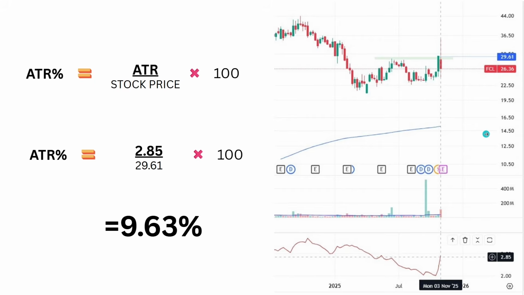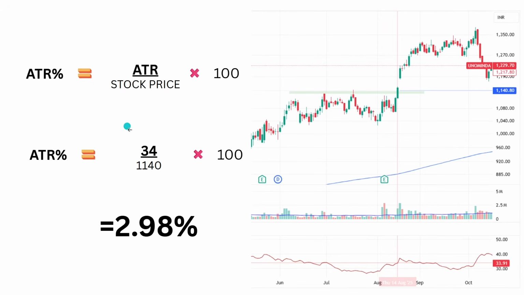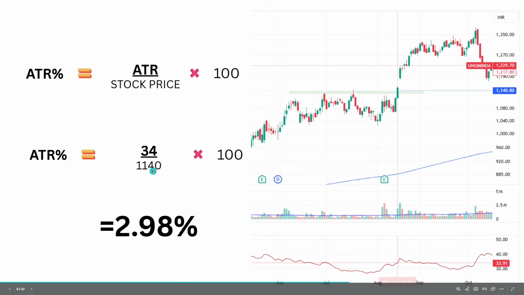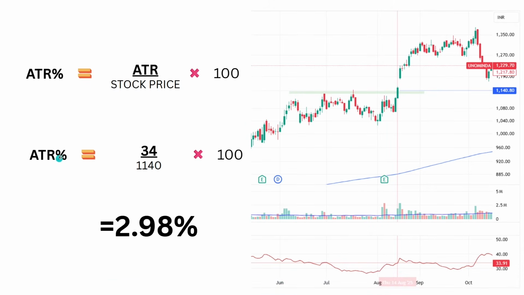On the other hand, let's take an example where the volatility is low. Out here, we have a new stock. The ATR is 34 and the stock price is 1140. Put it into the ATR percentage formula and we get a volatility of 2.98%, which is really good. It's considered to be less volatile.